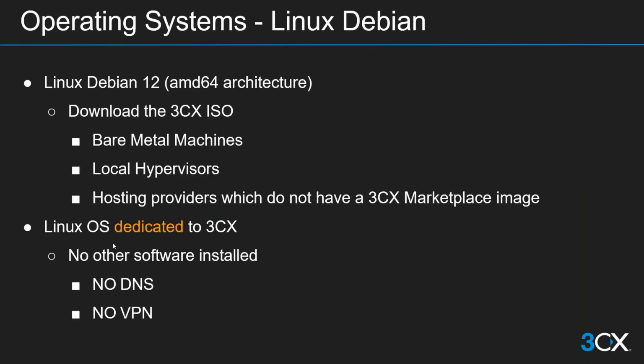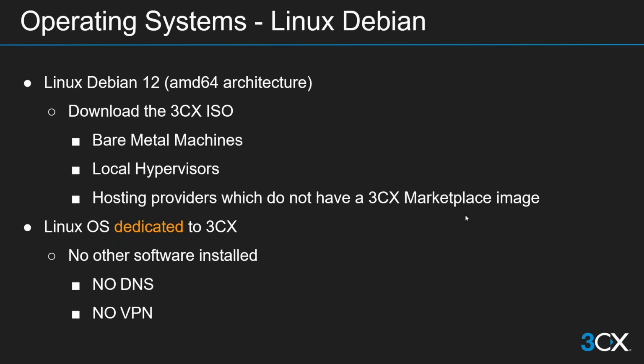On-premise installation, we use Linux Debian 12 meanwhile. You can download the 3CX ISO from the 3CX website for the bare metal machines, the local hypervisors, or hosting providers which do not have a 3CX marketplace image. So for example, if you have whatever kind of hosting provider which is not offering you a prepared image to install the latest 3CX version for the deployment, you have to use the 3CX ISO.